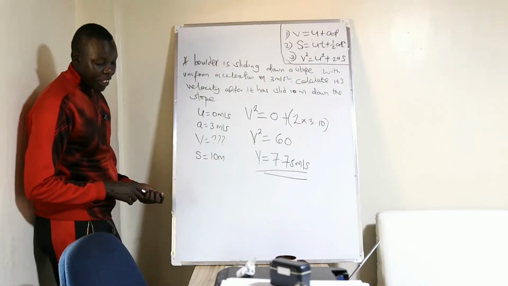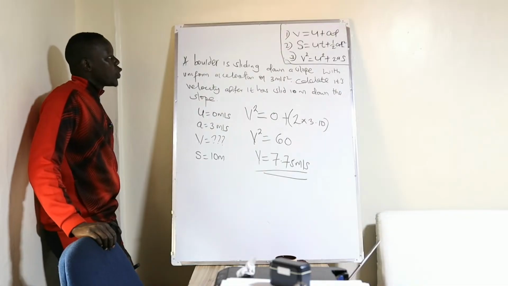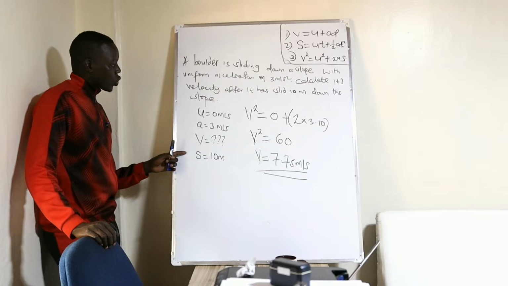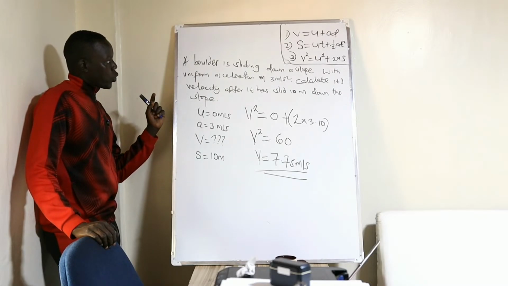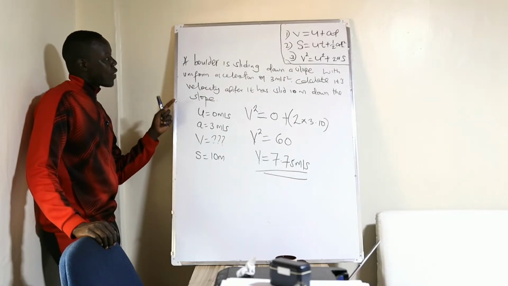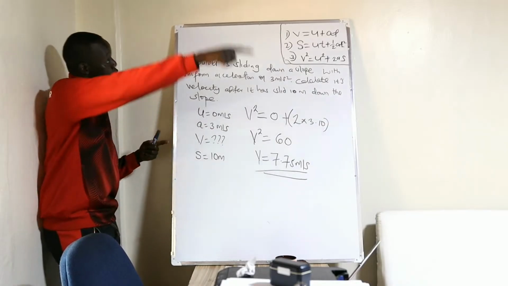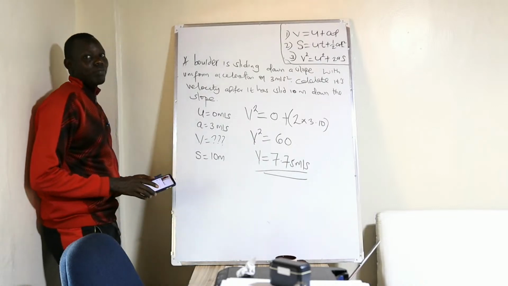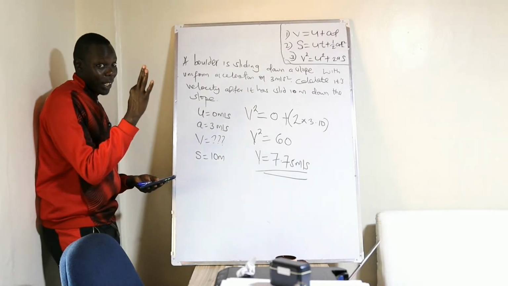You work with the third equation. Alternatively, you can calculate T using the second equation, S is equal to UT plus half AT squared. U times T is 0, so S is equal to 0 plus half AT squared. Then you get the value of T. After getting the value of T, use the first equation. But of course, that is a long method. You will be struggling to get 1 mark. You will be using a long method to get just, not 1 mark, 3 marks.